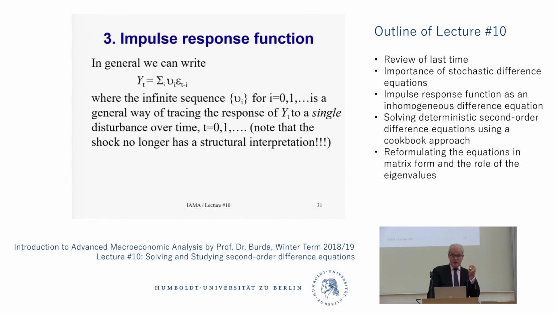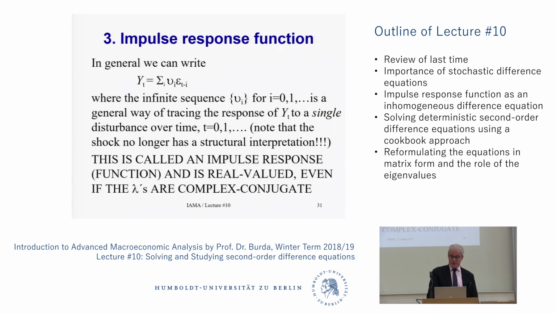So if I tell you there's only one shock in T0, then I can basically look at the sequence of nus, and that will be the prediction of the effect on output until the end of time. Okay, that's what this thing does. This is called an impulse response function. And even if those roots are complex conjugate, the nus are not. The nus are real valued. So that's where it gets kind of interesting.